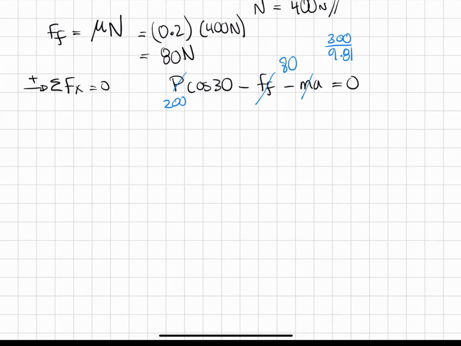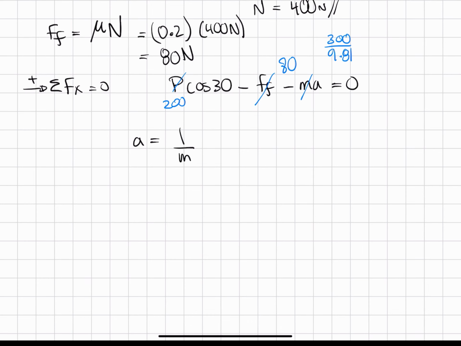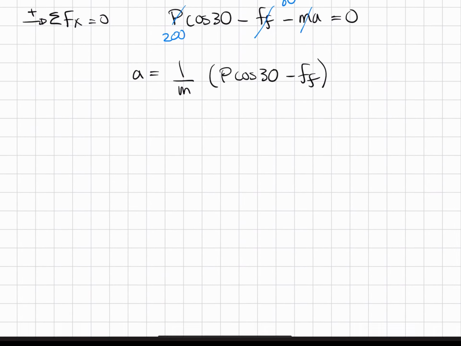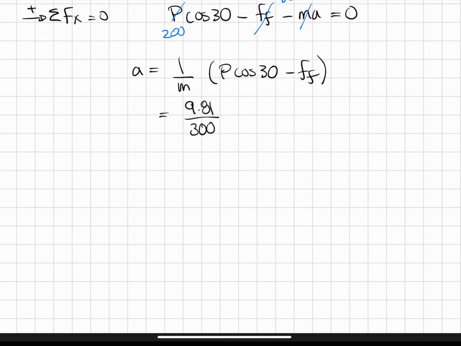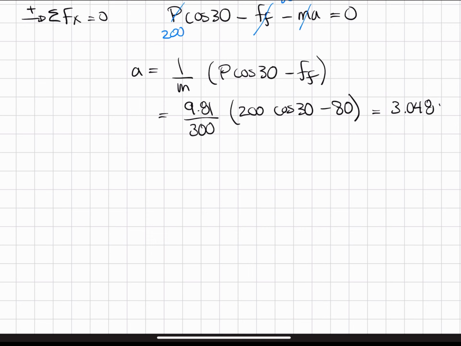So here is what we do next. We isolate A on the left side, moving everything else to the right. So we have A is equal to 1 over m times P cosine 30 minus that. Now just plugging all the parameters in, we have 9.81 over 300. That's the inverse of the mass. 200 cosine 30 minus 80. And this whole thing is equal to 3.048 meters per second squared.